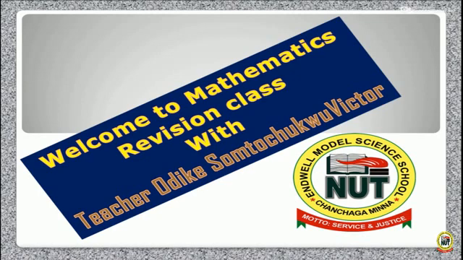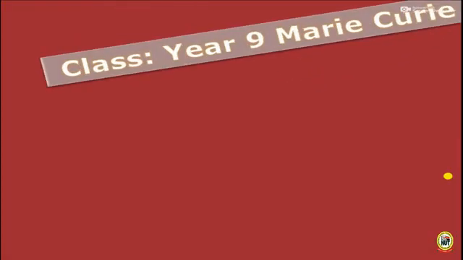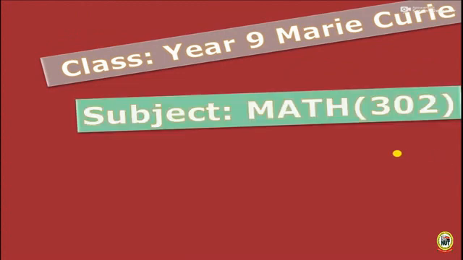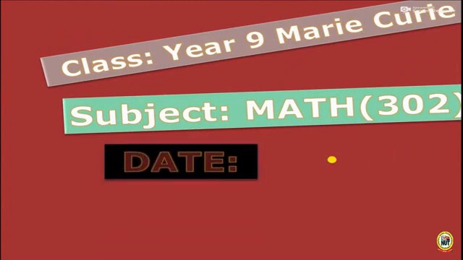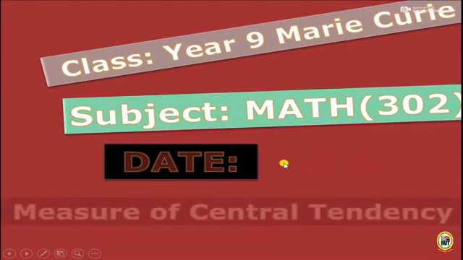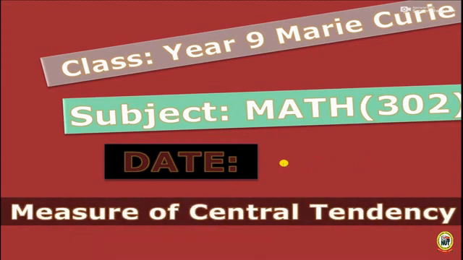Today, we shall be doing something very interesting. Therefore, I would like you to have your writing materials by your side. The class is KS3 Year 9 Marie Curie, and the subject is Math 302, which of course you know is business mathematics. Don't forget to write your date. And the topic is measure of central tendency. The topic is what? Measure of central tendency.